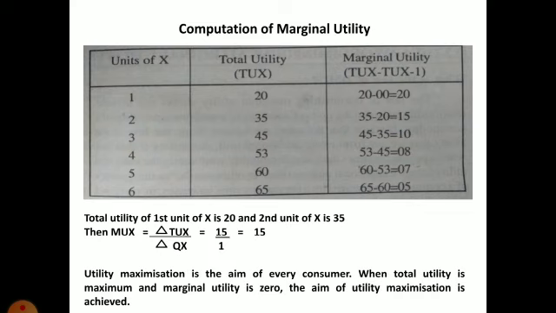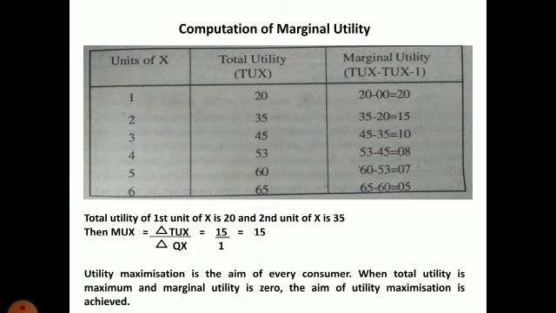Similarly, you'll have to calculate for the third unit. Take the difference of 45 minus 35. That is 10. 10 divided by the difference between 3 minus 2, again 1. So 10 divided by 1 becomes 10. So this is the difference between total utility and marginal utility.